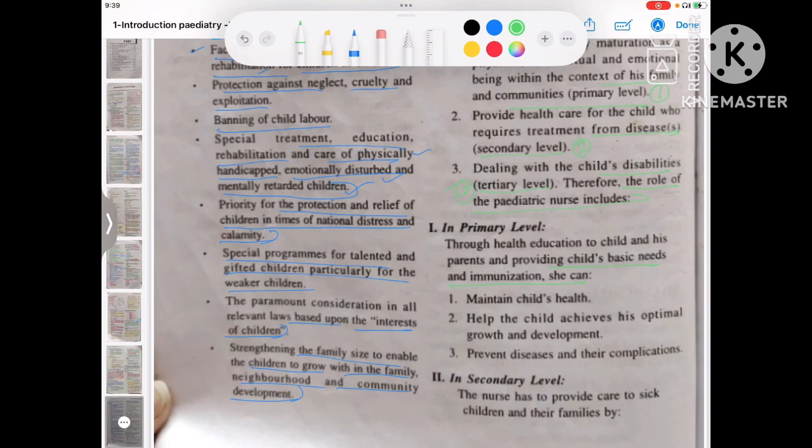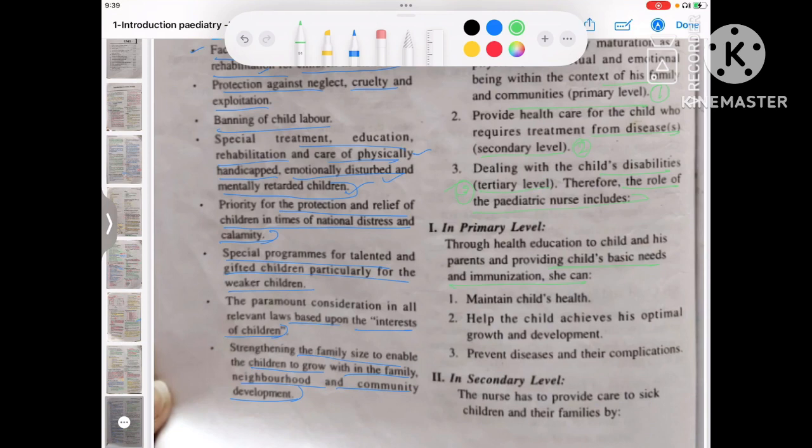Same like that, we are giving the immunization to prevent the disease before getting it. Before getting the disease, we should take the precautions. So that is a vaccine. Here, the health education to the children and their parents, providing the child's basic needs of immunization. Here, the immunization has to be maintained. That's the primary level. Before getting the disease, the patient or the children have to be immunized.